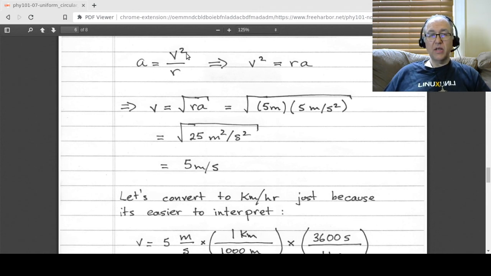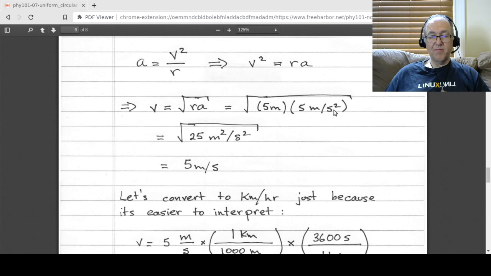Okay, so let me just rearrange this equation, multiply both sides by r, and I get that v squared is equal to ra. Take the square root of both sides, and you always have to be careful when you take square roots, because sometimes you have a positive root and sometimes you have a negative root. But magnitudes are always positive, so don't worry about the plus or minus sign. So v is basically equal to the square root of ra. Okay, well, r is 5. And a is 5 as well in MKS units.